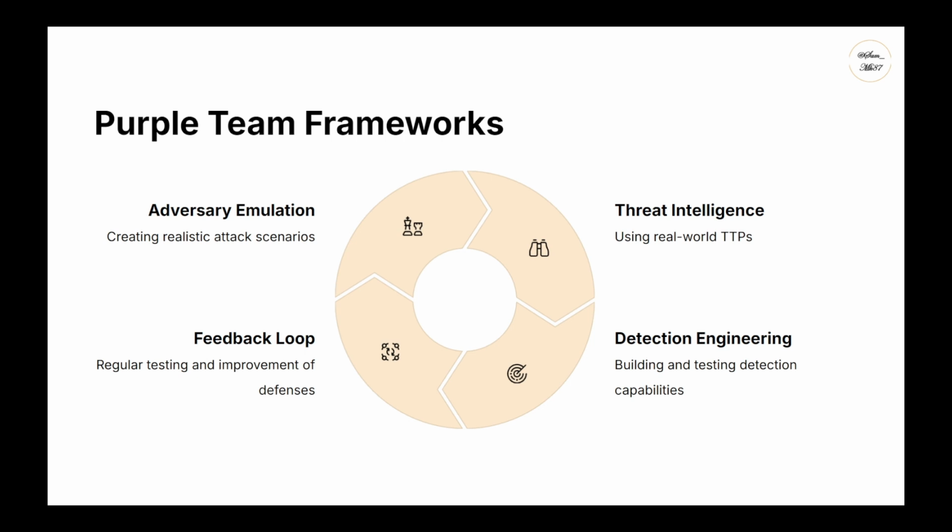Then we have the feedback loop, which is what really sets purple teaming apart. The red team tests the environment with emulated attacks, and the blue team responds. Then both sides review what worked and what didn't, making improvements in real time. This ongoing cycle helps sharpen both offensive and defensive skills. A big part of this process is detection engineering, building and testing detections for specific attack behaviors. Instead of waiting for alerts to fail, teams proactively identify gaps, tune their tools, and strengthen monitoring based on what they've learned through testing.